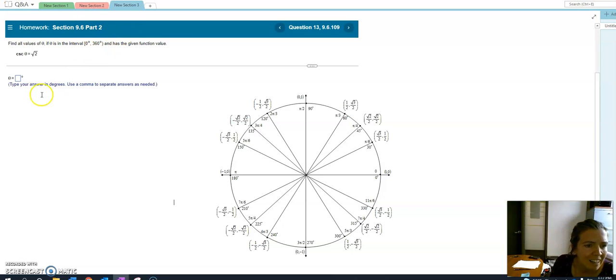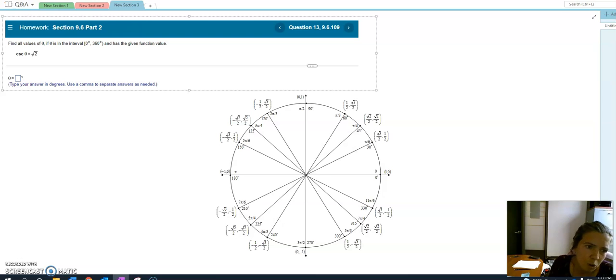Let's see, so the problem says cosecant of theta is equal to square root of 2. We want to find all angles theta in the interval from 0 degrees to 360 degrees. So we know we want to answer in degrees. You also see this little degree symbol here, type your answer in degrees. Okay, so we're sure we want to answer in degrees. Cosecant though, so it would be nice to translate that into a more familiar function.